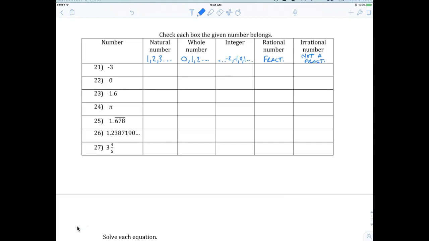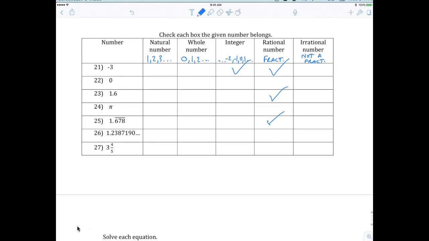All right. So for 21, is -3 a natural number? Nope. Whole number? Nope. Integer? Yes. Rational? Okay. 1.6, I'm on the odds. Is it a natural? Whole? Integer? Fraction or rational? Yes, it's rational. Okay. 25. 1.678 repeated. Is it natural? Whole? Integer? Rational? Definitely rational. Okay.